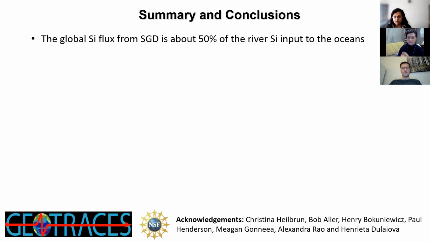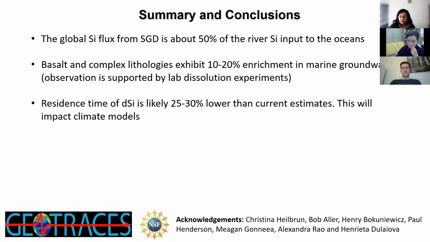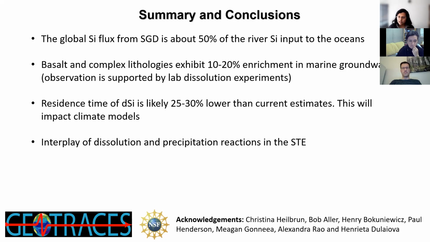So to summarize and conclude, the global dissolved silicon flux from SGD is about 50% of the global river flux. Basalt and complex lithologies typically exhibit a 10 to 20% enrichment in marine groundwater. The residence time of DSi right now, I'll estimate, is about 6,000 years. So this will impact your climate models. And you have this really interesting interplay of dissolution and precipitation reactions in the subterranean estuary that I'm arguing should be modeled as a sediment water interface.